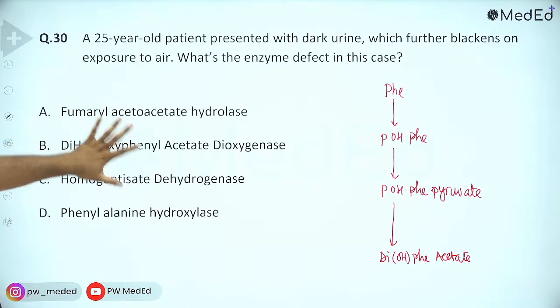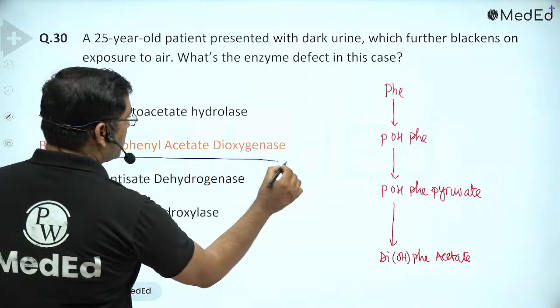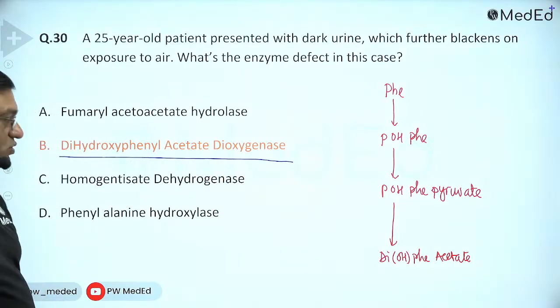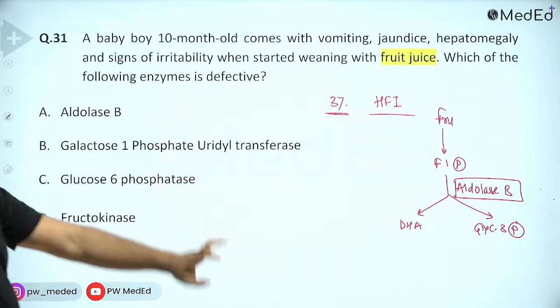This is again alkaptonuria, and another name for homogentisate oxidase is dihydroxyphenyl acetate dioxygenase. This is another name for homogentisate oxidase. This is the point. Now, point number 37.